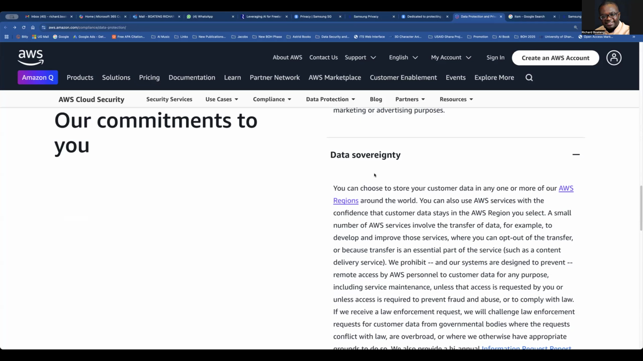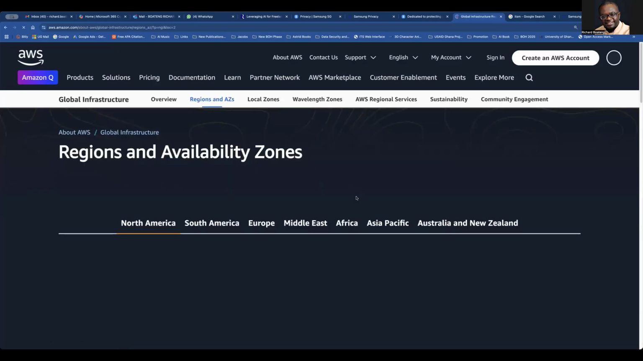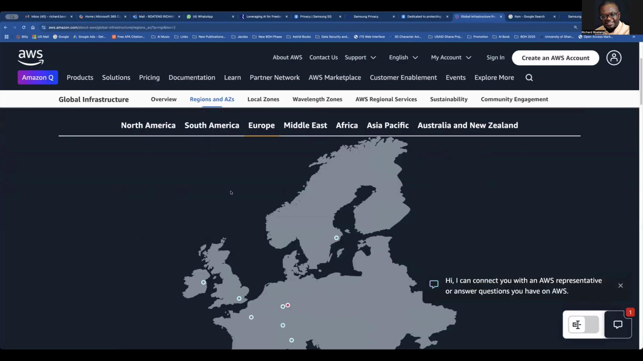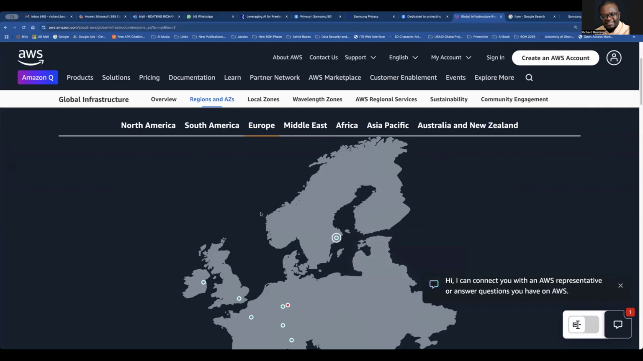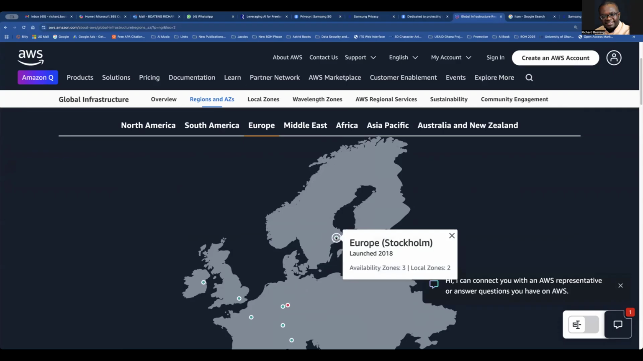So what they have done here is that they tell you that you can choose where you want to store your data depending on where their servers are located. So if you look at it and you click on it, they show you North America, where their servers are, how many servers they have there. No, I think I'm opening Europe. So Europe, they have one at Stockholm, availability zones 3 and local zones 2.